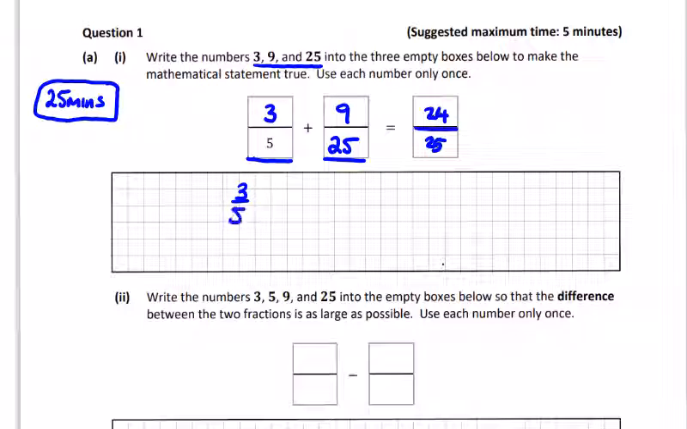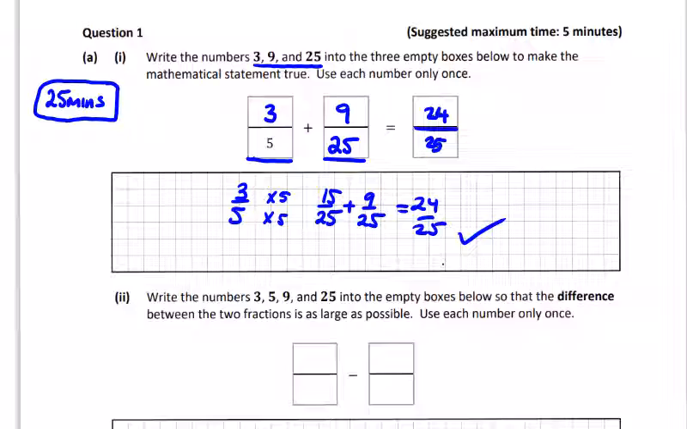3 over 5. If we change this into over 25, it will be 3 by 5, which is 15 over 5 by 5. Add the 9, you can see it does equal 24 over 25. Move on to the next part.